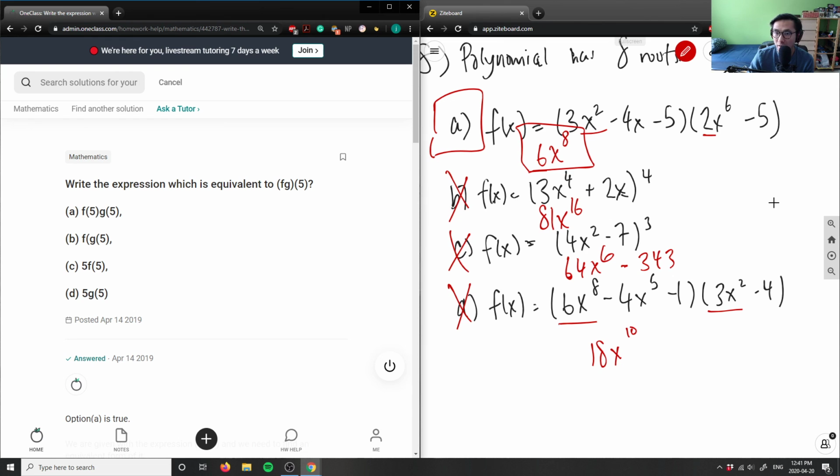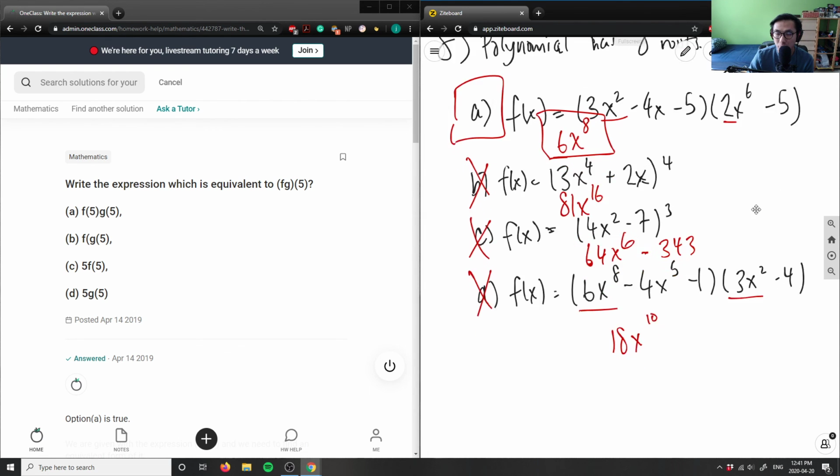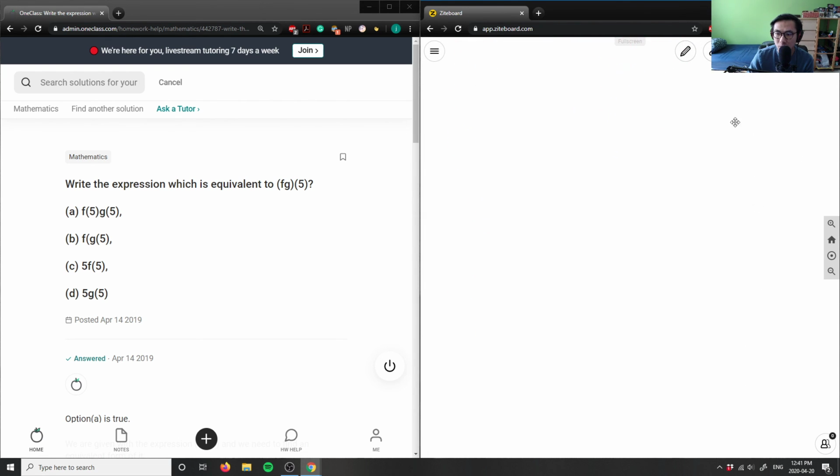So now I think I can fit in maybe 3 more questions here. About 20 minutes left. So this is question 9. So hopefully I can do this. It says write the expression which is equivalent to fg evaluated at 5, right? So which expression is equivalent to fg at 5. And then I have 4 options, right?